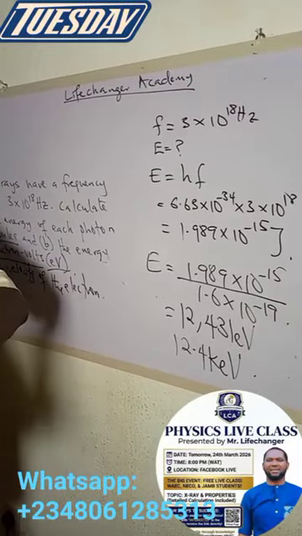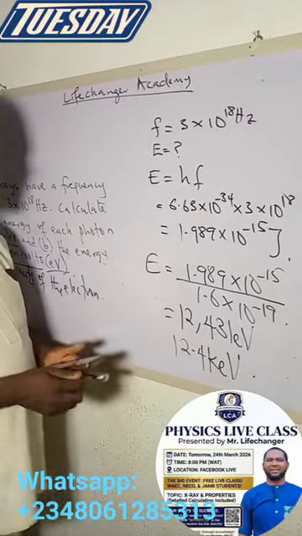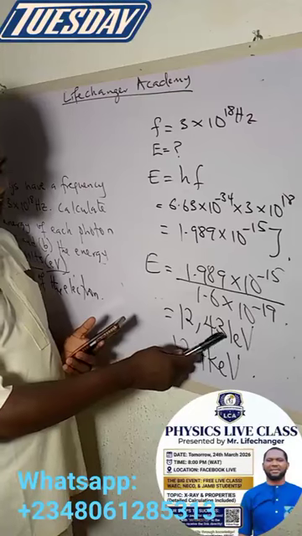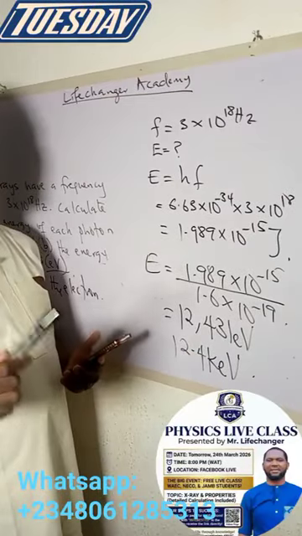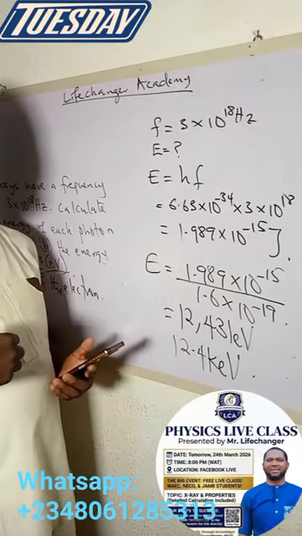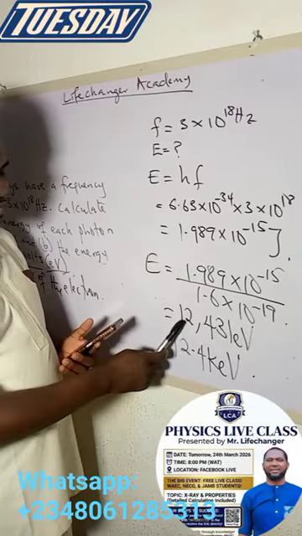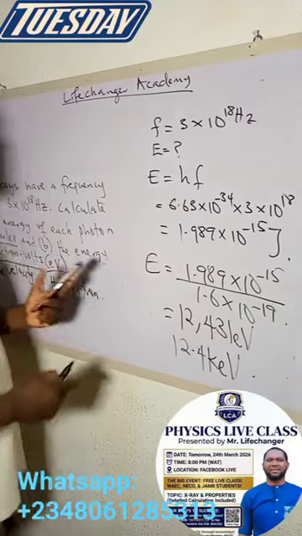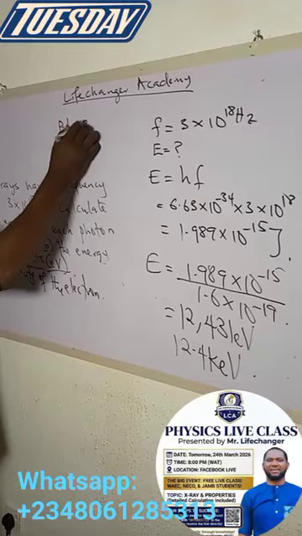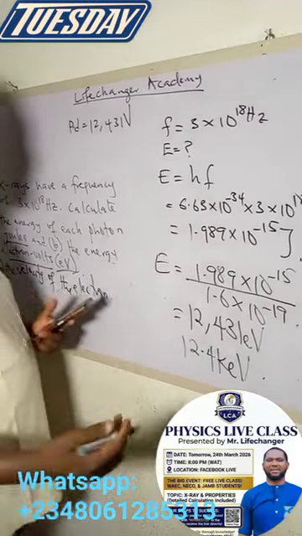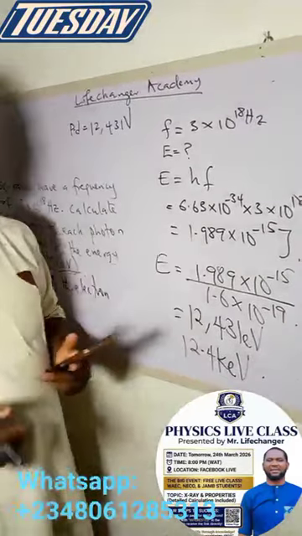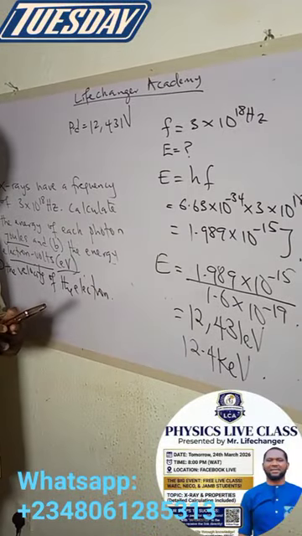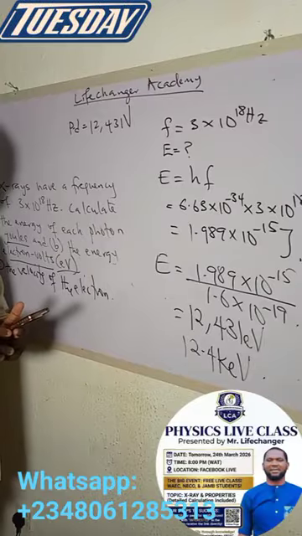Okay, but I also want to say something here. This 12.4 kilo electron volts, this 12,431 electron volts, if I was asked to find the potential difference, the answer would be 12,431 volts. That means without the electron. So I can put here that the potential difference is simply 12,431 volts without the electron. I explained this in our last class, and this is me explaining that here again.